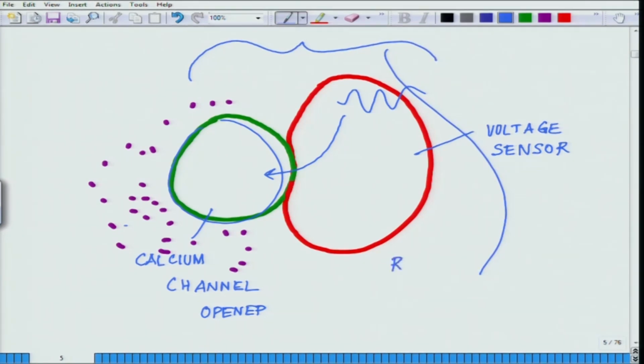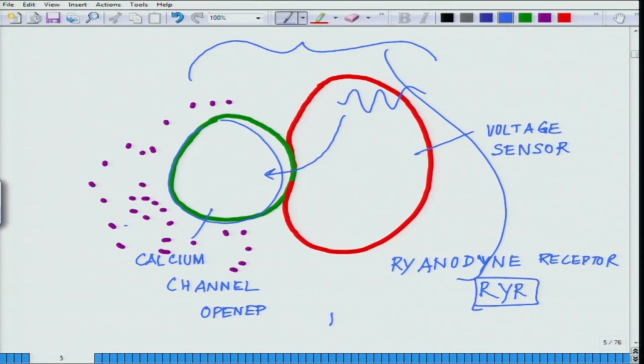One of them is called a ryanodine receptor, RYANO, DYNE, ryanodine receptor. Sometimes in short it is called RYR receptor. Okay. The second receptor is called the dihydropyridine receptor, DHP, I think. That's how they pronounce it. Okay.